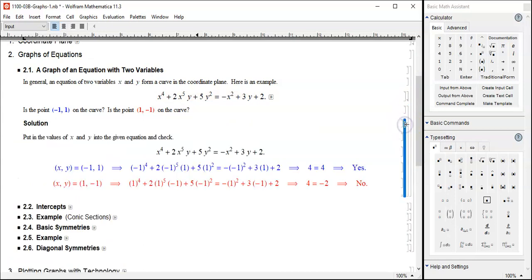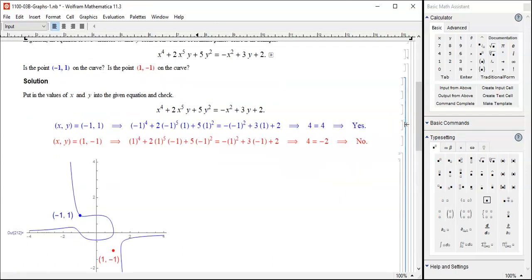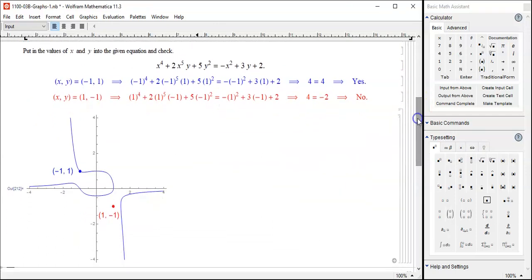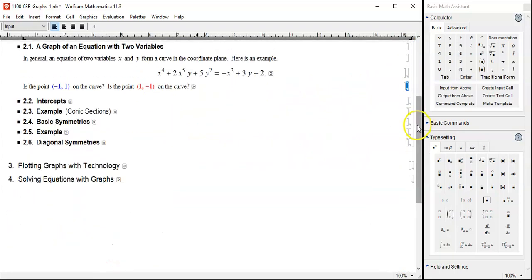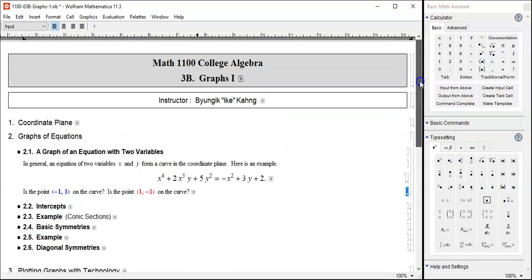By the way, here's a solution, the same thing we just did, and it comes with a visualization here. 1, -1, the red point, is not on the curve anywhere. -1, 1, the blue point, is on the curve, yes. 4 equals to 4, yes, that's true. 4 equals to -2, that's not true, no. That's how the equations and points are associated.